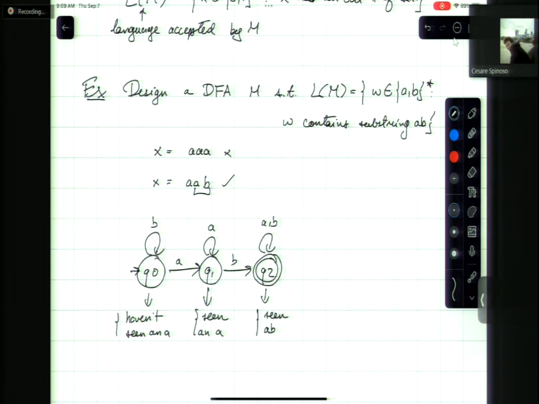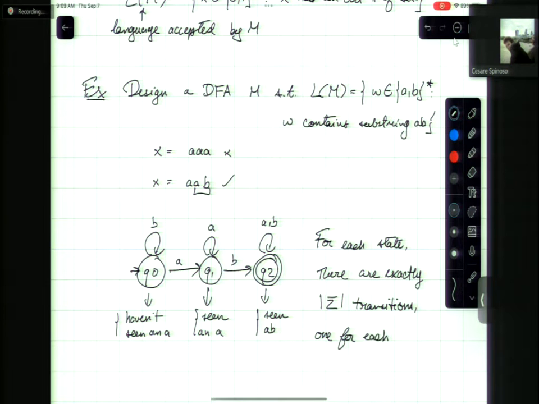Exactly, yeah, precisely. So now you see why we talked about finite alphabets, right? Okay, so maybe I'll just write a note here: for each state, there are exactly cardinality of sigma transitions, one transition for each letter. I'm using small sigma for a letter in the alphabet. Okay?